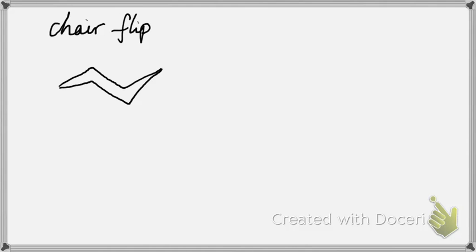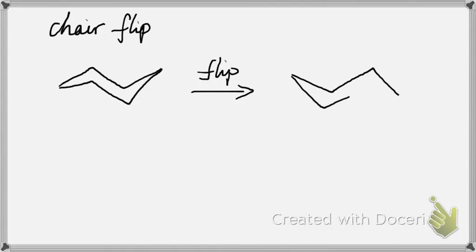Alright, next, let's take a look at the chair flip. Chair flip means we are going from one chair form to the other chair form. So if we start with this and do a chair flip, we will get the other chair, which means we are flipping the down carbon up and we are flipping the up carbon down. I will show you how to do this in class using the molecular model.